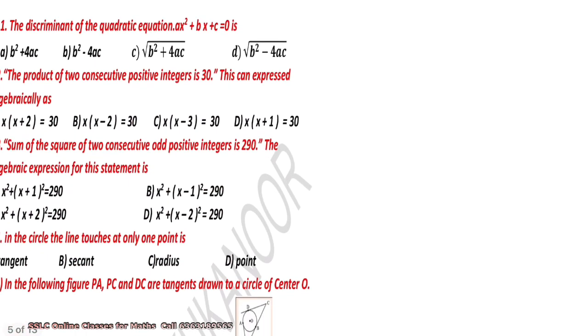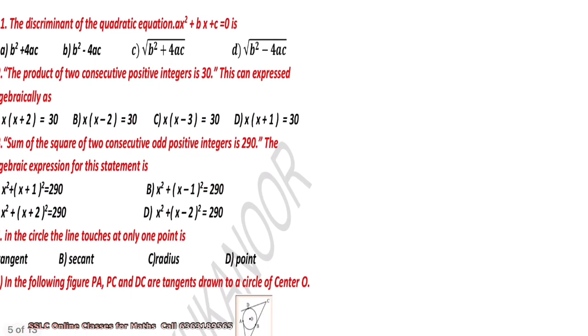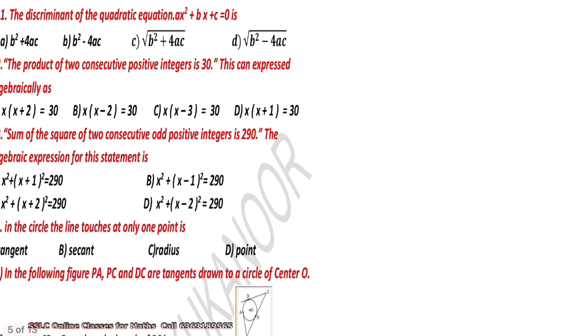Next set of questions are from quadratic equation. See, the discriminant of quadratic equation. What do we call the discriminant? General form of quadratic equation is ax square plus bx plus c equal to 0. This is the general form of quadratic equation.